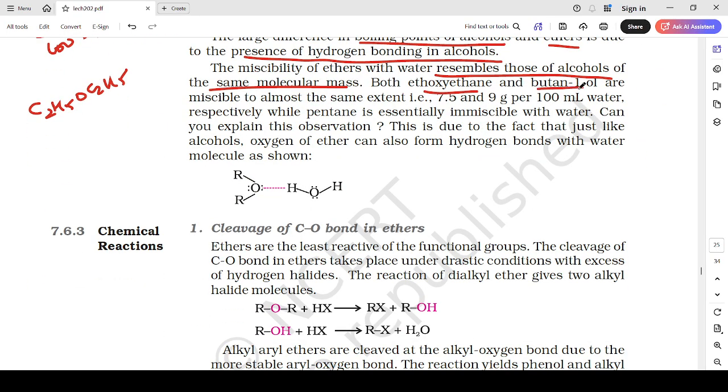Both ethoxyethane and butanol are miscible to almost the same extent. You can see that here. Almost doesn't mean it is the same. Look at the difference. It is 7.5 and this is 9 grams per 100 ml. Because butanol can make hydrogen bonding, more solubility is possible. It's also more polar compared to ethoxyethane. So 9 grams is soluble here, and only 7.5 grams is soluble here. While pentane is essentially immiscible with water because it is completely non-polar. It cannot form any hydrogen bonds either. So it's ultimately immiscible with water. Okay.